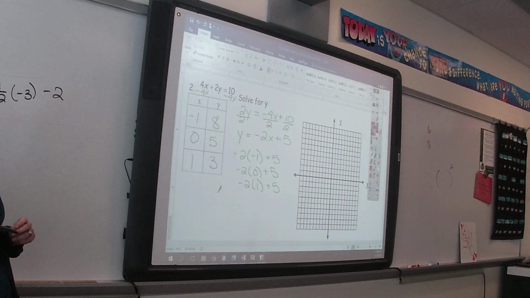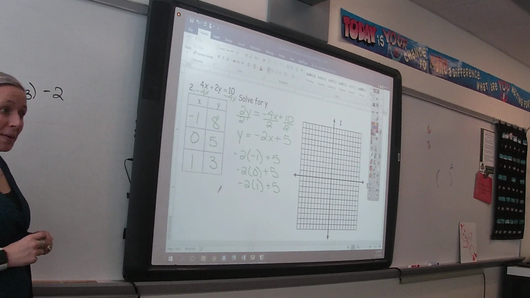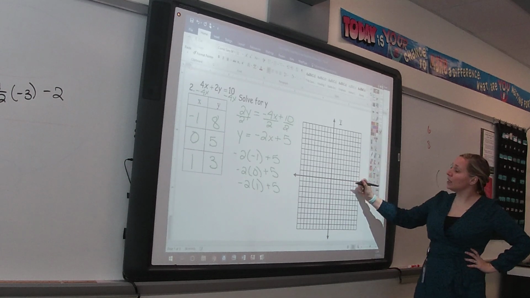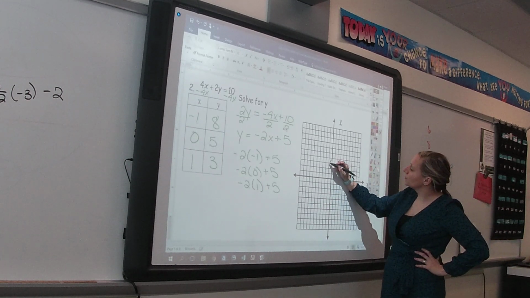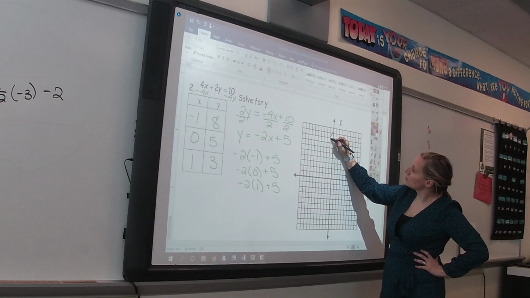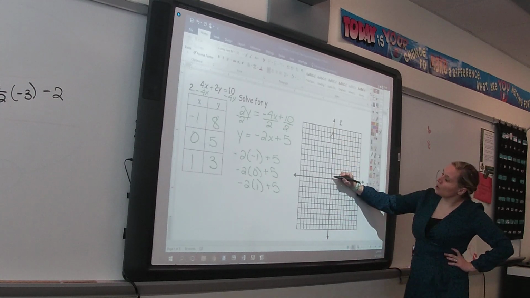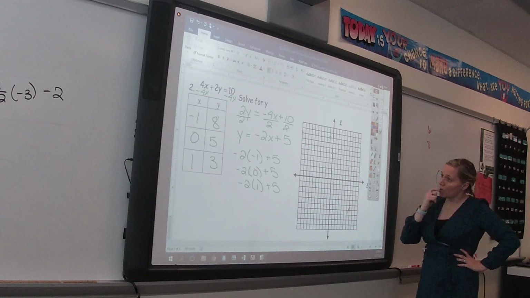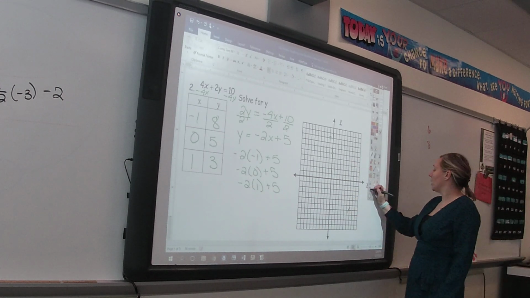Then what do we want to do with these points? Graph them, right? Plot them on the coordinate plane. So I'm going to plot the point -1, positive 8. 0, 5. How did you get 8 and 1? Oh, instead of 7. I don't know.